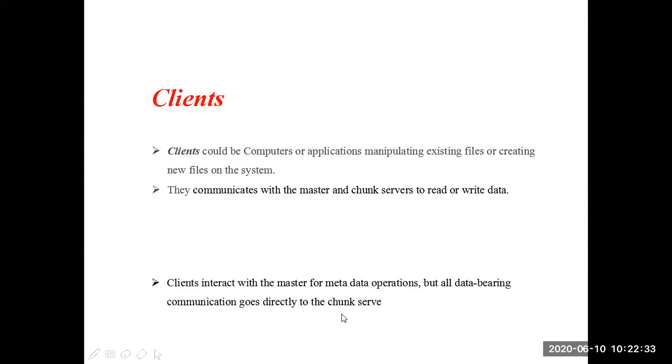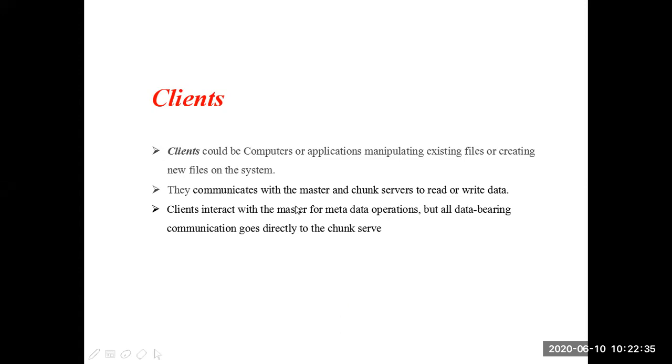Who are these clients? They are again computers only. They are the computer machines, or applications running on the computer machines, that want to access the files. Clear. Next, the client will communicate with the master server as well as the chunk servers to read and write data. First, the client will interact with the master server for metadata operations.